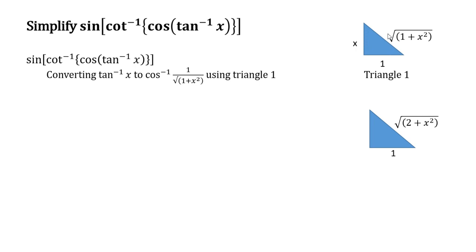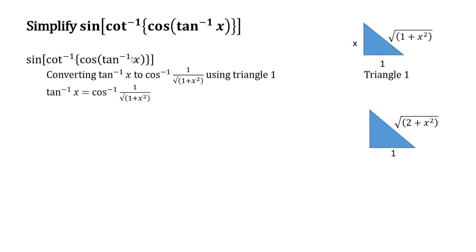Let's consider triangle 1. In this triangle, we take a right angle triangle. So we know that the value of tan is sine by cos. So this is our base angle, and we have the value of sine over here and the value of cos over here. So we have tan inverse of x. So this is our x and this is our 1, that is cos. So we get x and 1. So using the Pythagoras theorem, we find out the value of hypotenuse as root of 1 plus x square. So thus we get the hypotenuse as root of 1 plus x square and the base as 1. So the value of cos is 1 by root of 1 plus x square.